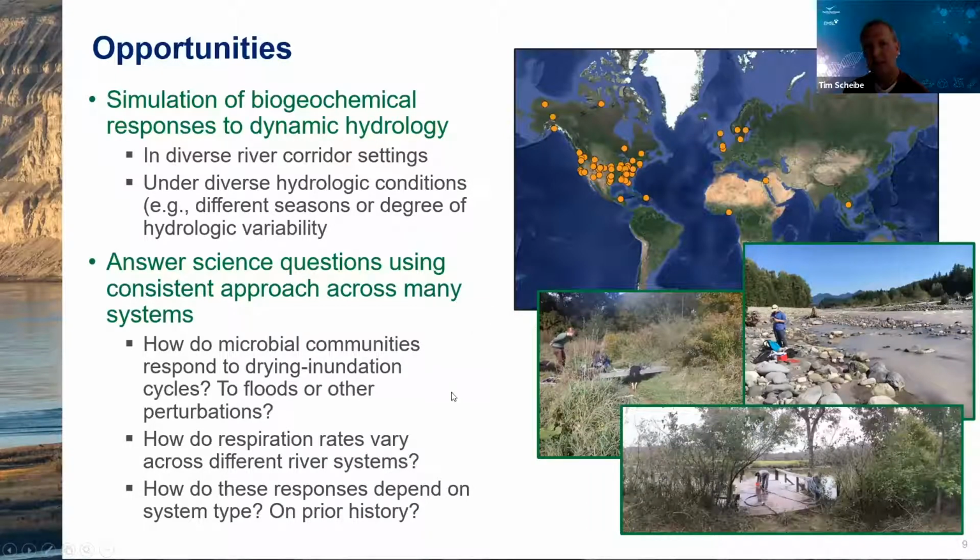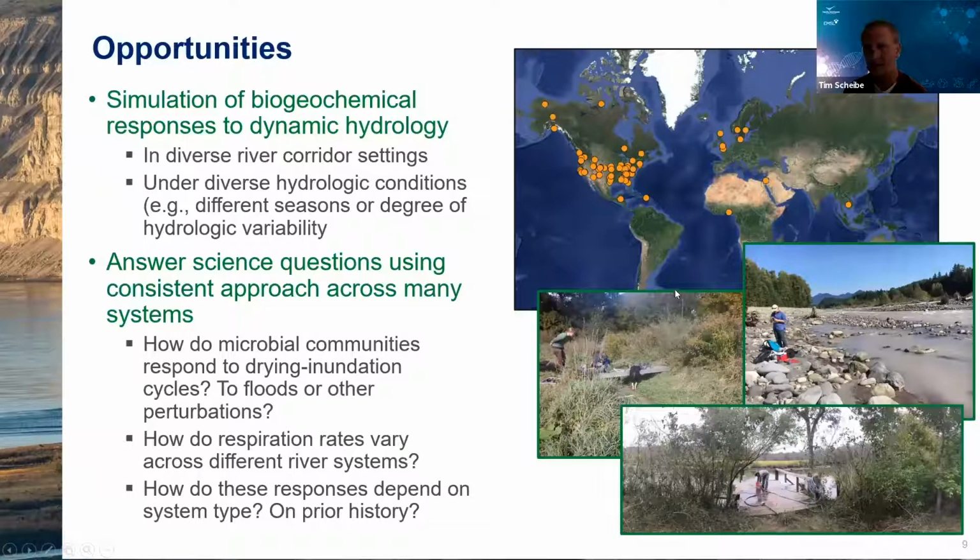And some of the key science questions we might ask would include things like, how do these microbial communities, in our case in the hyporheic zone, respond to drying or inundation cycles, to floods or other kinds of hydrologic perturbations? How do respiration rates vary across different river systems? And as we work through the WHONDRS data sets with our hands-on students this week, we're starting to gain some insights into differences between those 7 systems that have been studied. And you see here 3 of those example systems shown in the photos.